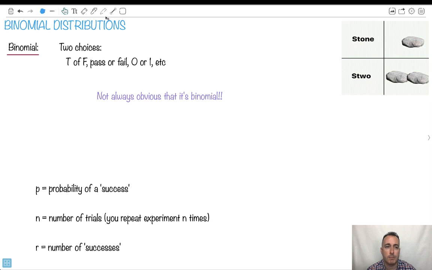I'm going to show you binomial distributions. Now, something that's binomial means there's two choices. It's like true or false, pass or fail, 0 or 1, whatever.